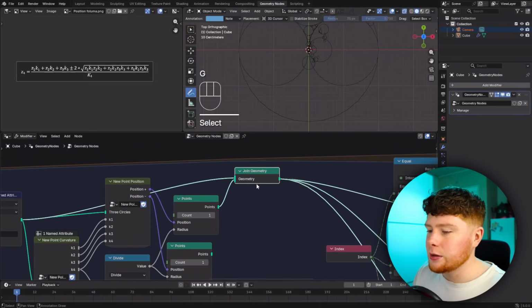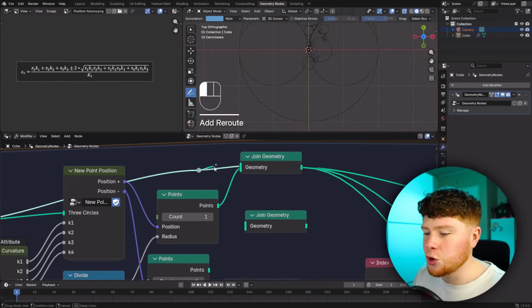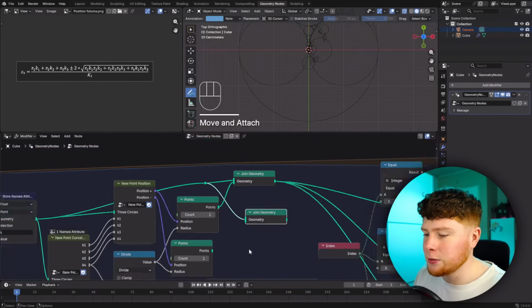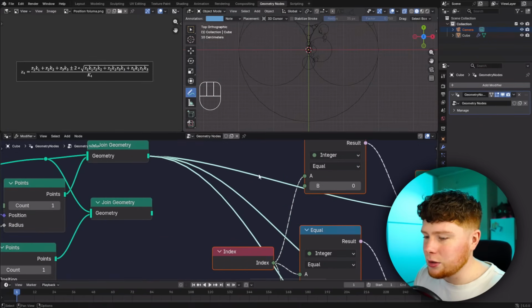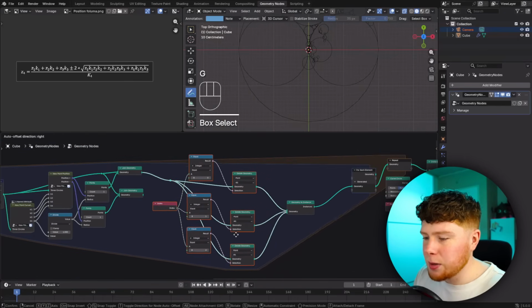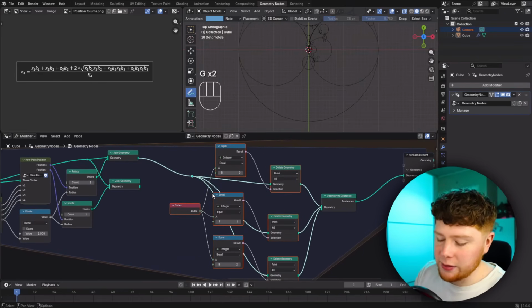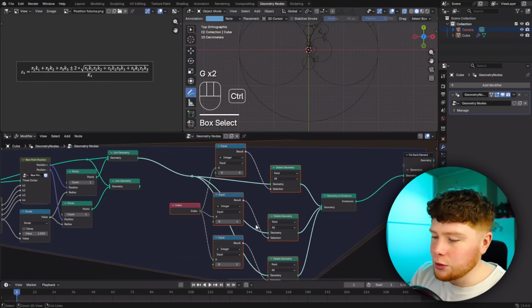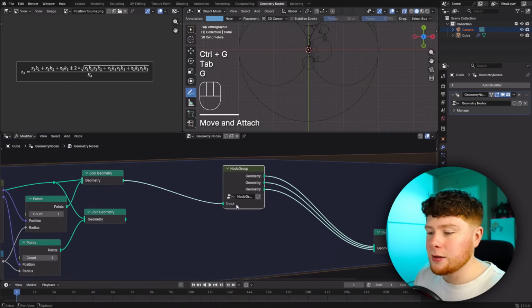So if we do a join geometry again, and if you do shift right click to make a joint over there, you can connect it like so. And then we can connect this one over there. And now to do this entire thing for the negative part, let's join these connections by doing shift right click like so. And then to make this part work for the negative part too, I want to make a node group out of this. So let's select it and do Ctrl G. And then if you go out of that, you see we have a node group that does this perfectly.